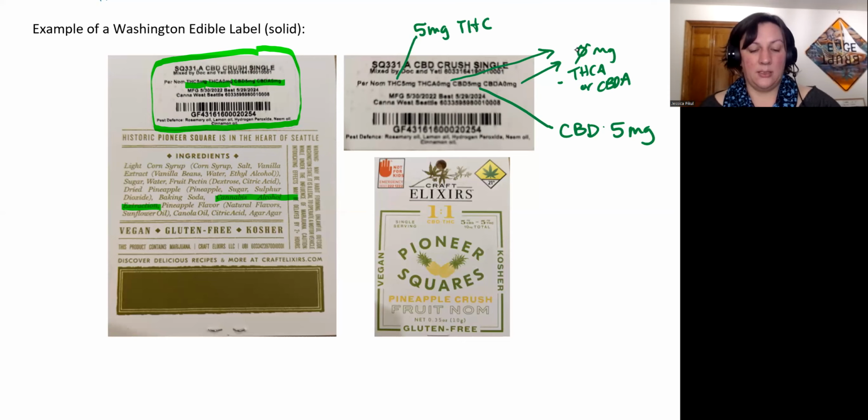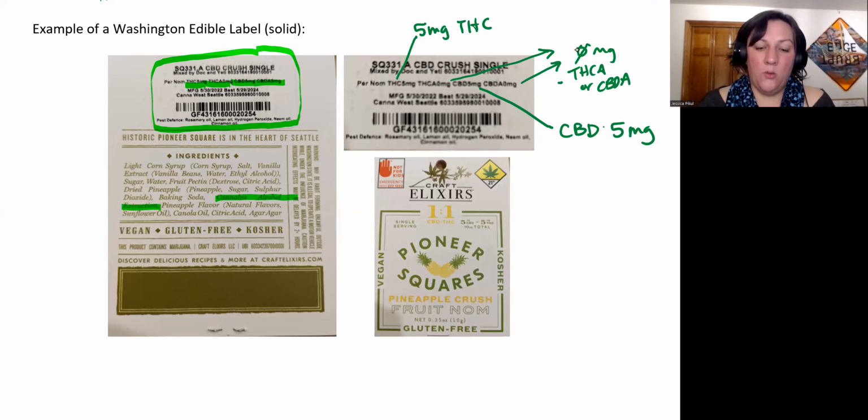If this product or the edible's manufacturing required applying heat at any point in its production, then that THCA and CBDA would be converted into THC and CBD. So it's not surprising to not see a balance of those two and instead see just THC and just CBD. And so we also see that these are just 5 milligrams because this is an edible. There's regulations about how much can be on it. This can be up, I think, up to 10 milligrams.